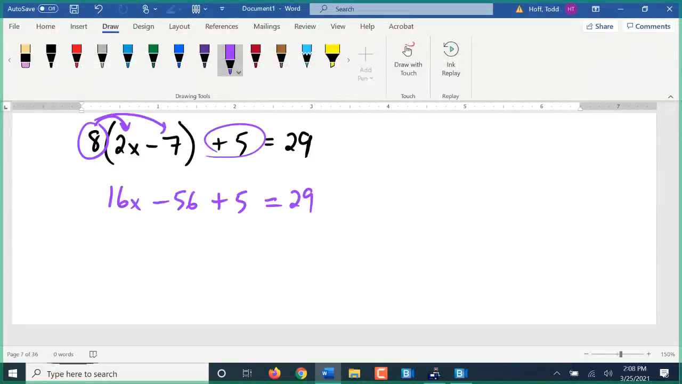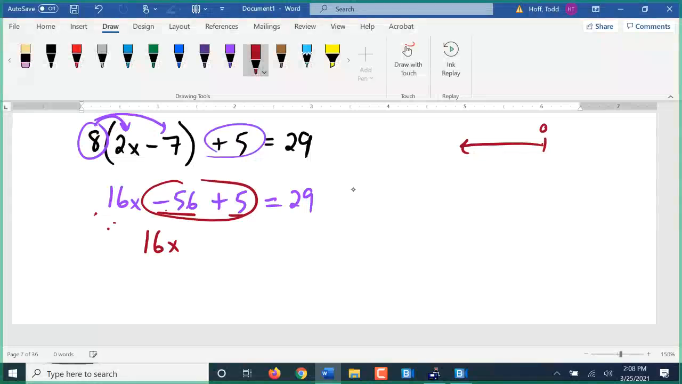Well, there's still more that we can combine on this left side. We have the negative 56 and positive 5. So I still have the 16x, negative 56 and positive 5. From 0, I've got negative 56, and positive 5 goes back this way. So that's going to leave us at a negative 51. That equals 29.